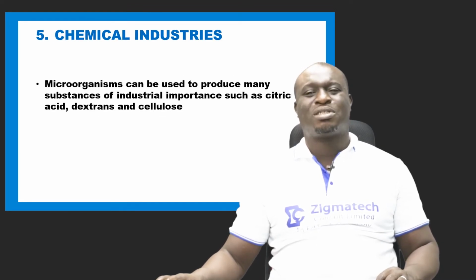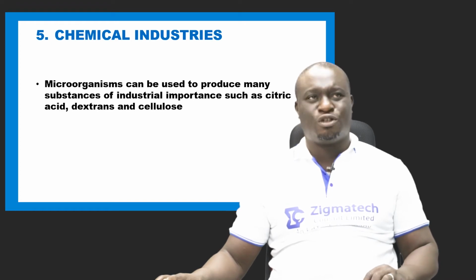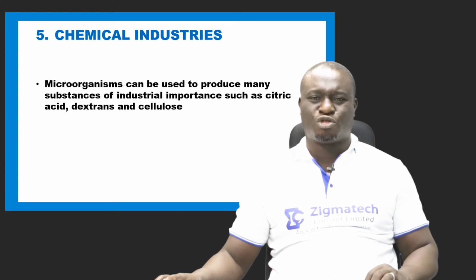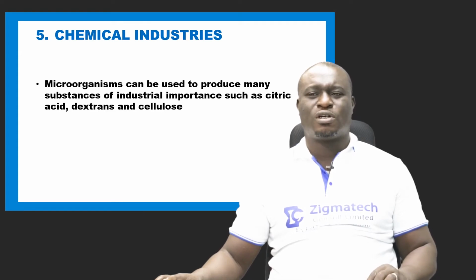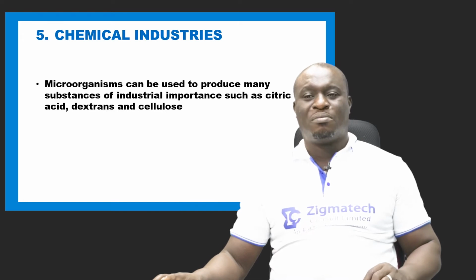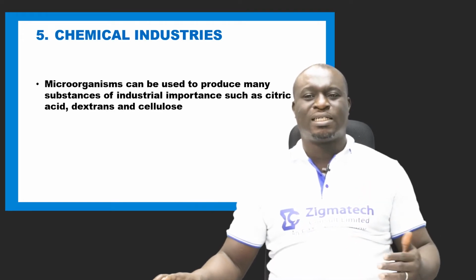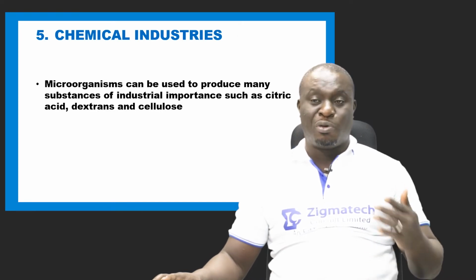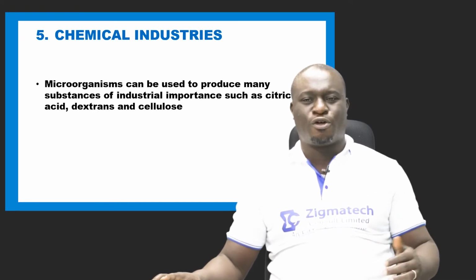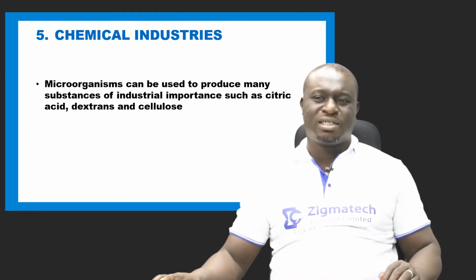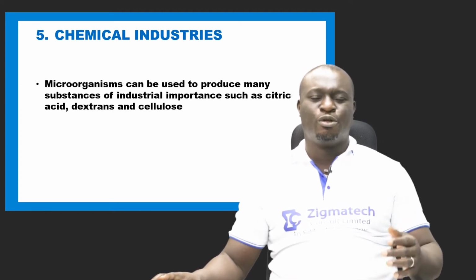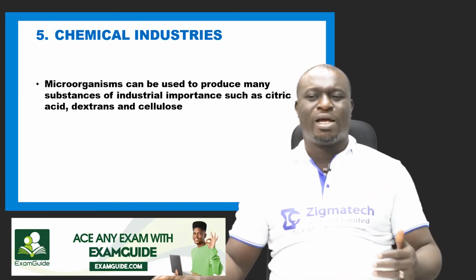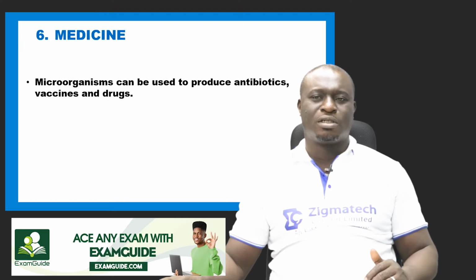Also, microorganisms can be used in chemical industries. Examples of the important substances that are produced in industries based on the involvement of microorganisms include citric acid, dextrans, and cellulose. They are all produced in chemical industries with the help of microorganisms.